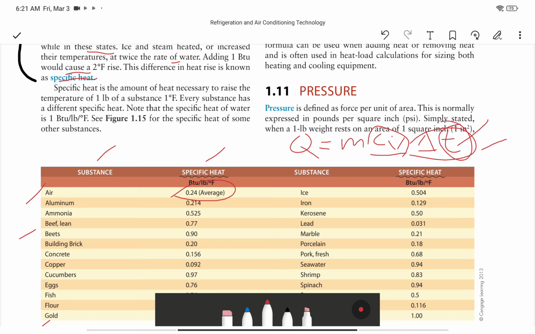So you will look for this. You have 1 kilo of beets, with a Cv of 0.9. Then suppose you have delta T, you can calculate the Q. This is how it is being used. That is the specific heat at constant volume. So that's all for now.